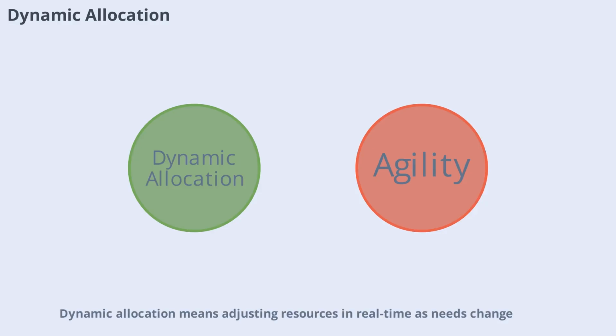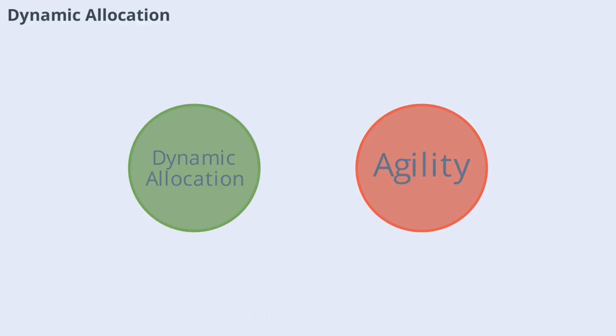Dynamic allocation means adjusting resources in real time as needs change. This approach relies on constant monitoring and quick decision-making. It's ideal for fast-paced projects or industries where priorities shift frequently. Dynamic allocation helps you stay agile and responsive, making the most of every opportunity.